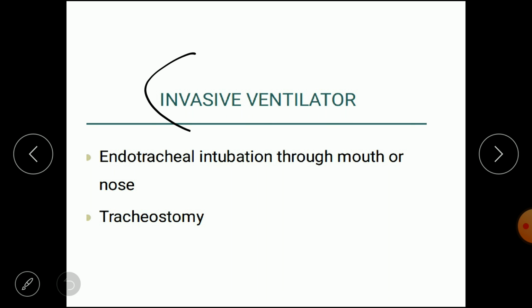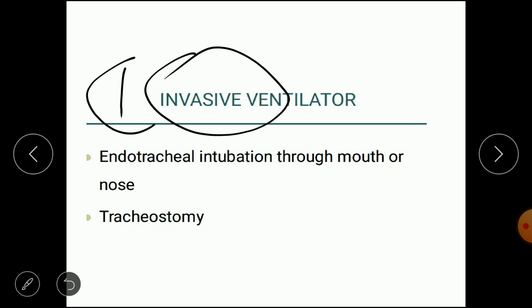So see, invasive ventilator is the first one. In invasive ventilator, endotracheal intubation through mouth or nose and tracheostomy is done in the patient.